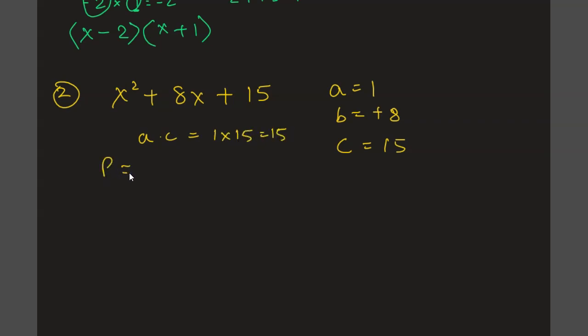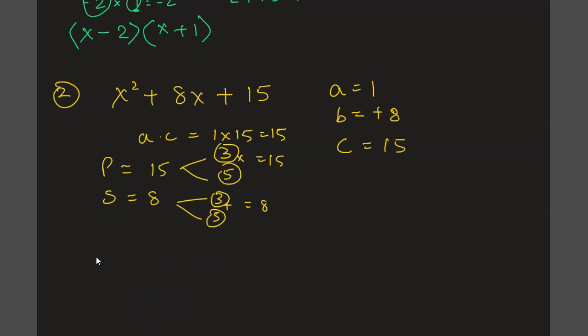Next, we know the product is 15, and we are looking for the sum to be 8. The two numbers that give us the product of 15 are 3 and 5. And the same two numbers add up to give you an 8 and multiply to give you a 15. So these are the two numbers we are going to be using. So the result is going to be x plus 3, x plus 5.